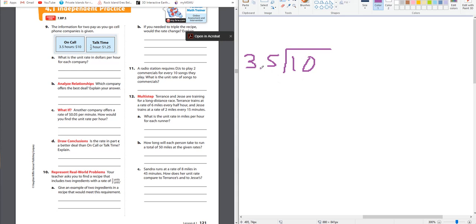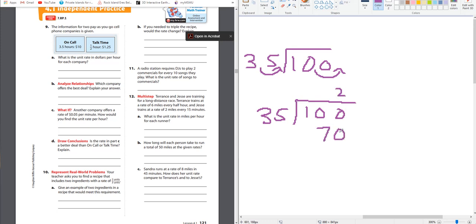Okay, so we're going to move the decimal point here, and because we moved one place on the outside, we also have to do one on the inside. So my new problem is 35 on the outside, 100 on the inside. So 100 divided by 35. Here, 35 goes into 100 twice. So that's 70. That's 30. And then I put the decimal, bring down the 0.